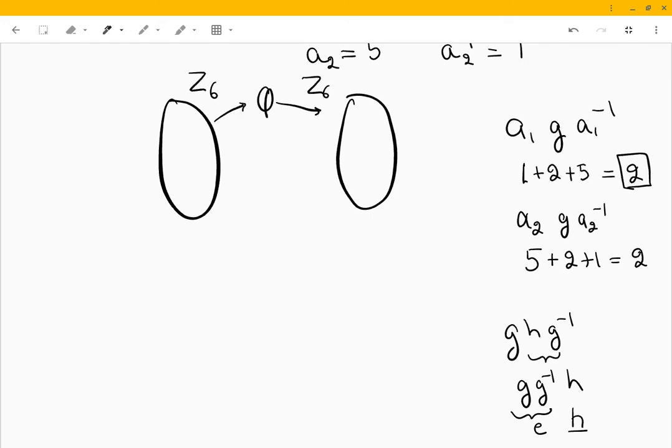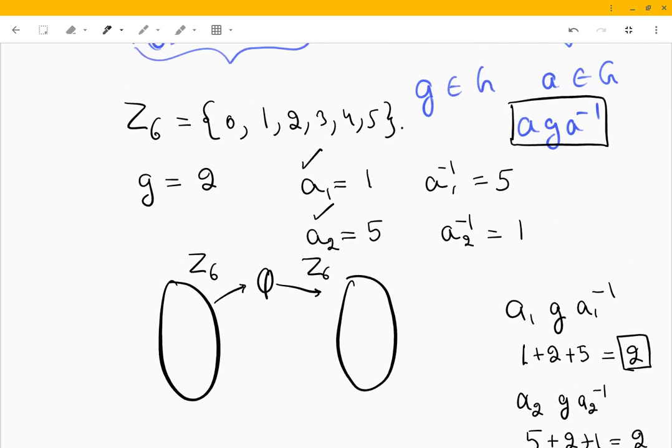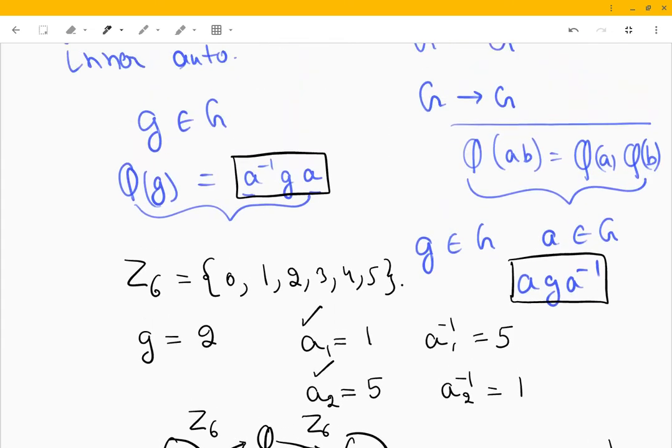Yeah, so I think it is pretty simple. In a cyclic group or in an abelian group, we can do this. We can define this as the inner automorphism by conjugation. Okay.